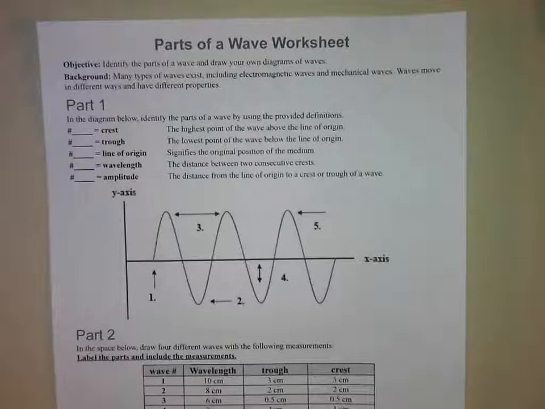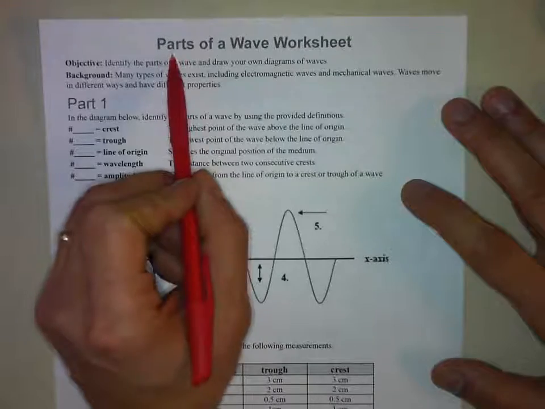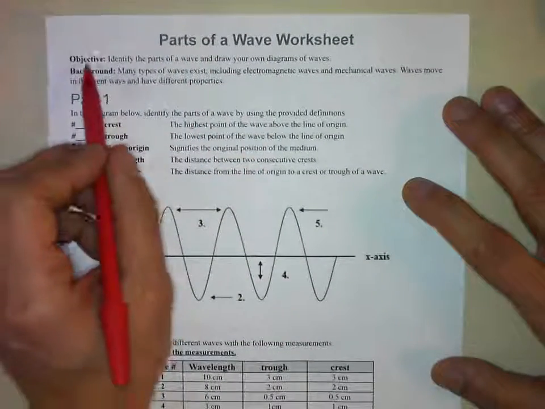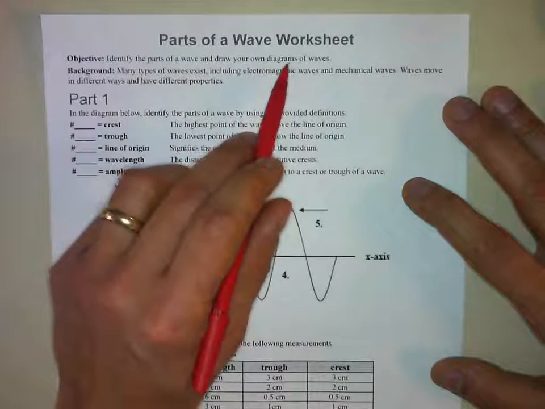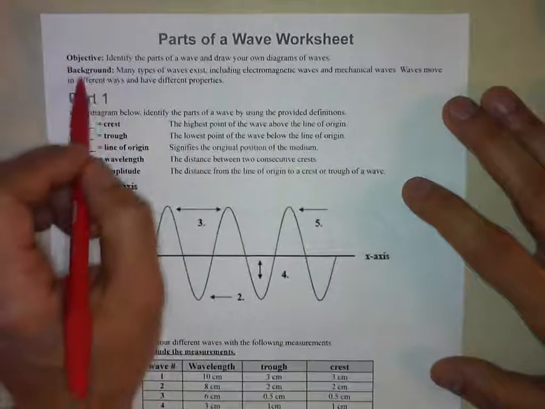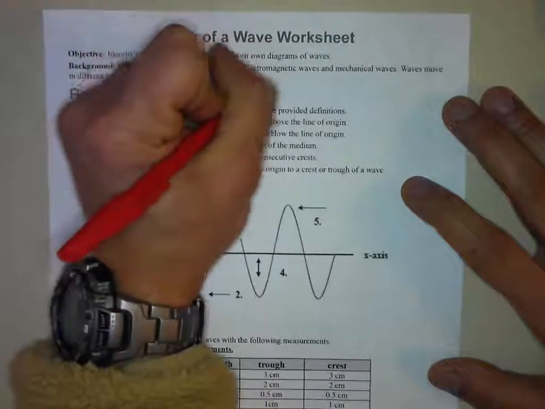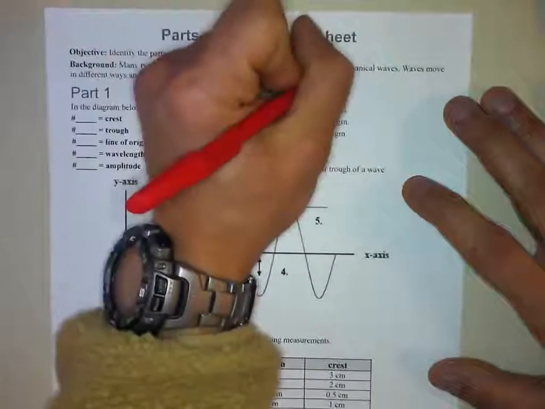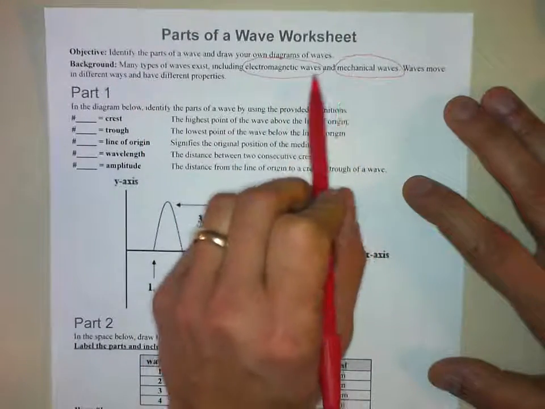Okay, so for this activity, we are going to examine and study the parts of a wave. The objective is to identify the parts of a wave and draw your own diagrams or pictures of a wave. Background: there are many types of waves, but there are primarily two categories. There are electromagnetic waves and mechanical waves. These two words are vocabulary words for the week.